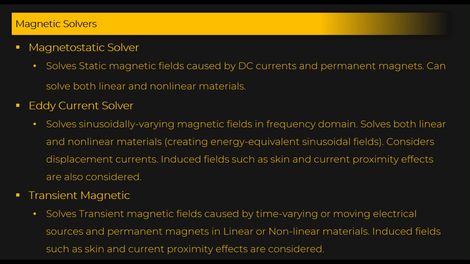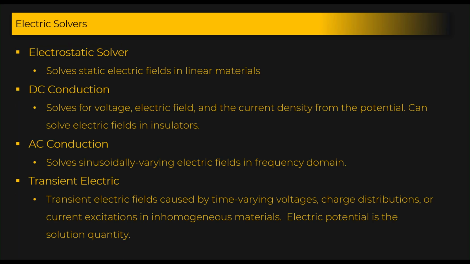So moving to electrical solvers. Here the electrostatic solver is similar to the magnetostatic, but it solves static electric fields, and it only solves linear materials. It cannot handle non-linear material properties. Then the DC conduction. DC conduction will solve for the voltage, electric field and current density from the applied potential. It can also solve the electric field distribution in an insulator.